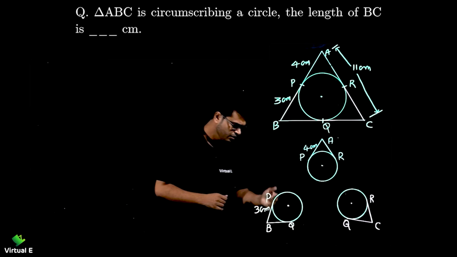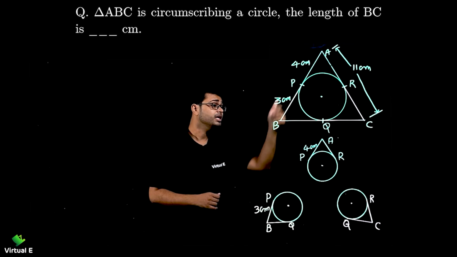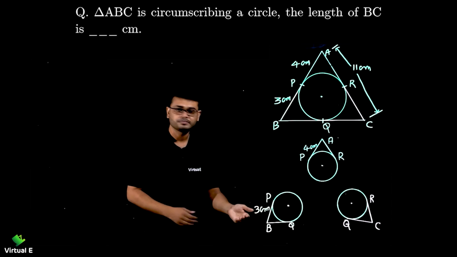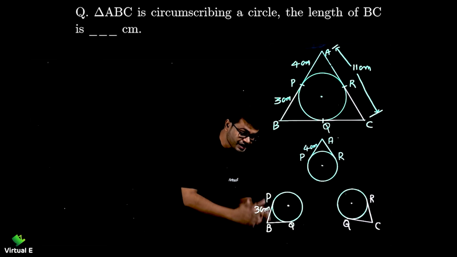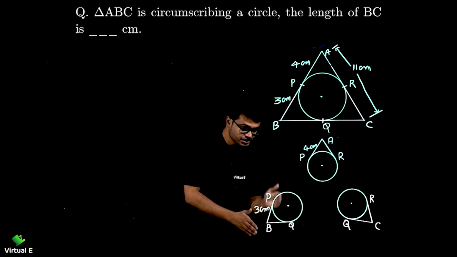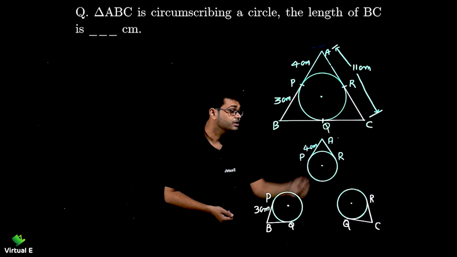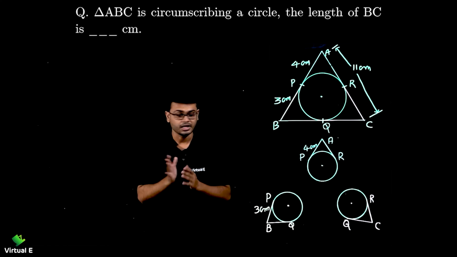Here, one more. Let's talk about this one. P, B and Q. If PB is 3 cm, the tangent from this same external point will also be what? 3 cm. So done. BQ is 3 cm.